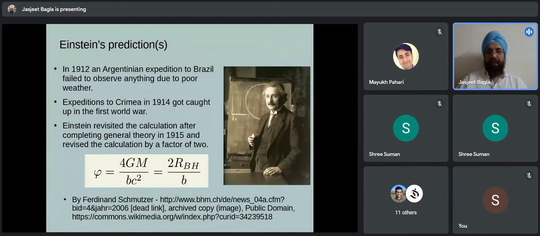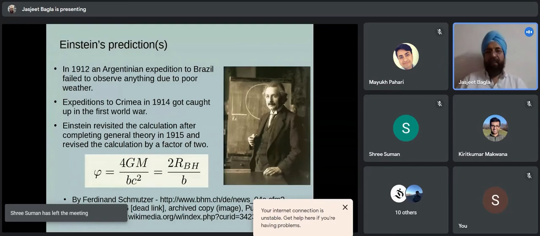In a way, it was good that nobody went and made a measurement between 1911 and 1915, when Einstein completed the general theory of relativity and revisited the calculation, and he realized that in general theory of relativity, the answer is twice as big as the Newtonian calculation.